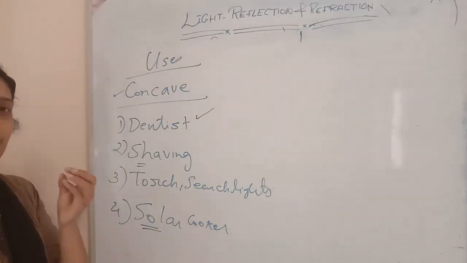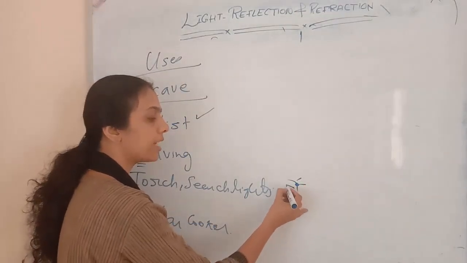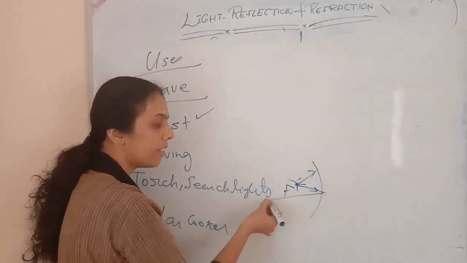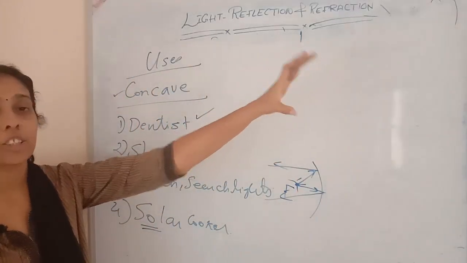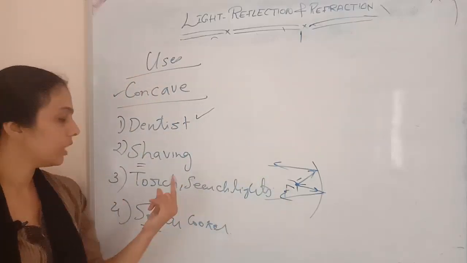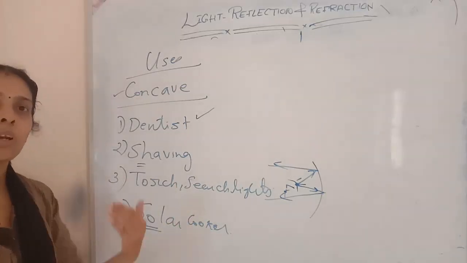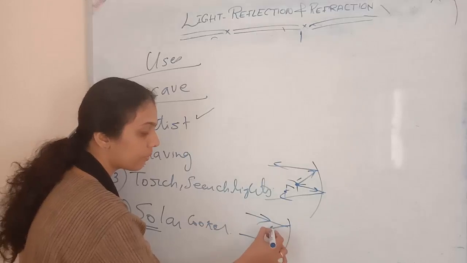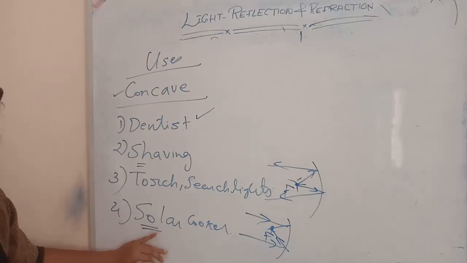In a torch and searchlight, the position of the bulb will be at the principal focus. If the light rays come from the principal focus, what will happen? They will go out parallelly, so the light can travel a large distance. For large distance use, we can use this method, so it is used in torches and searchlights. And in a solar cooker, as I already told you, it is just the opposite: rays incident parallelly will converge at the principal focus. So this is about the solar cooker.